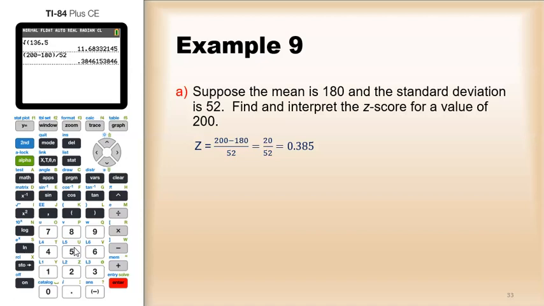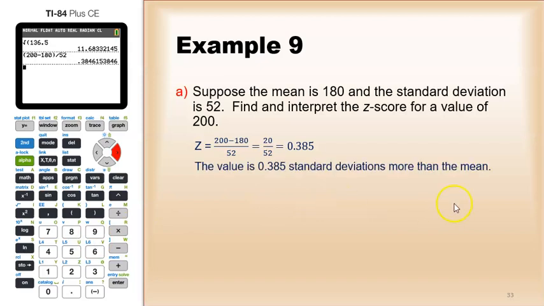That tells me a positive means it's above average. 200 is more than the average of 180. So we are 0.385 standard deviations above the mean. So the value is 0.385 standard deviations more than the mean.